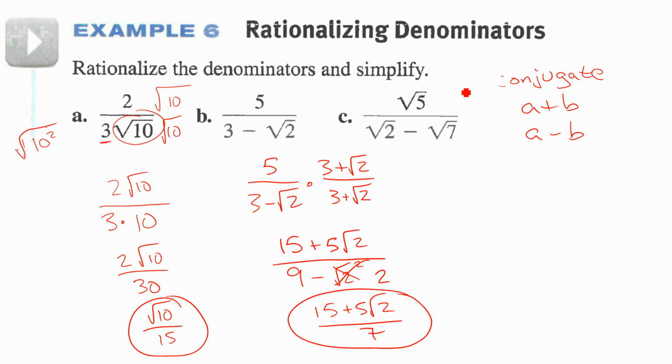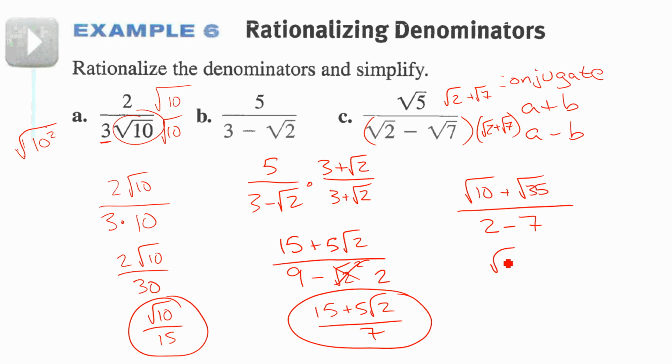Okay. For C, we're going to multiply by the square root of 2 plus the square root of 7, over the square root of 2 plus the square root of 7. So in the numerator, we get the square root of 10 plus the square root of 35. Nothing to simplify there. Over 2 minus 7. Simplify that. Square root of 10 plus square root of 35 over negative 5.